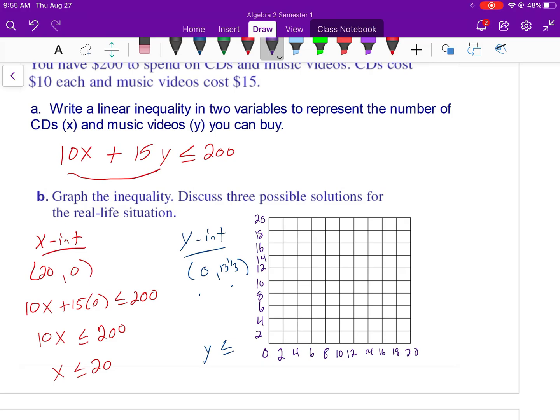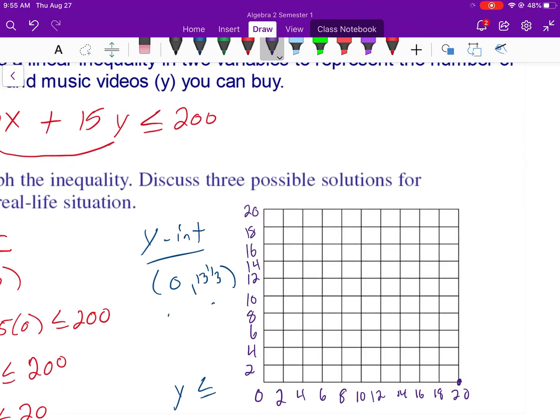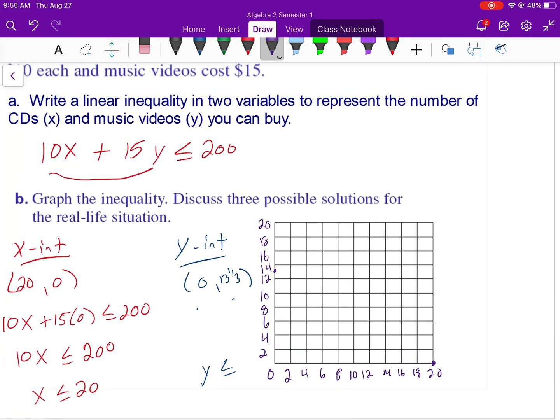Okay, now plotting those 2 points, (20, 0) and (0, 13 and a third). So in these, you just got to get close. That's somewhere in there. Okay, so we got our 2 points. We're going to make our line now. And since it is less than or equal to, we're going to have a solid line.